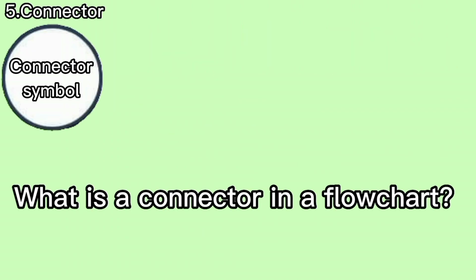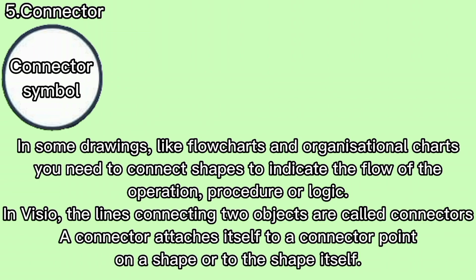What is a connector in a flowchart? In some drawings, like flowcharts and organizational charts, you need to connect shapes to indicate the flow of the operation, procedure, or logic. In Visio, the lines connecting two objects are called connectors. A connector attaches itself to a connector point on a shape or to the shape itself.